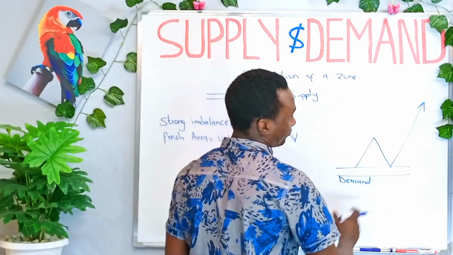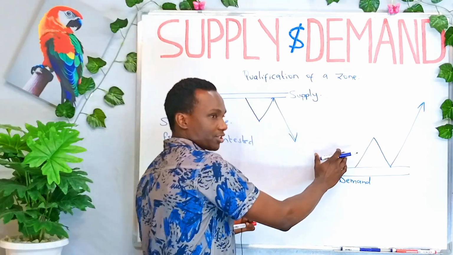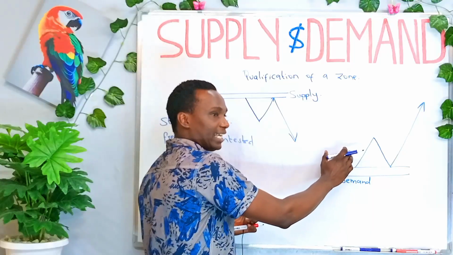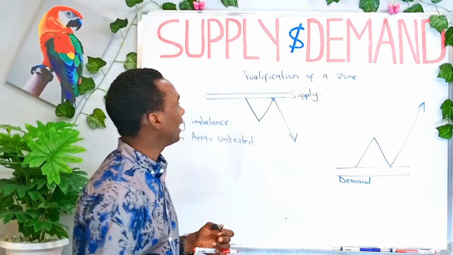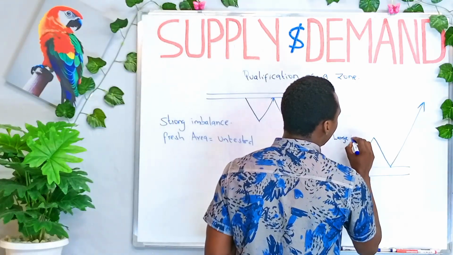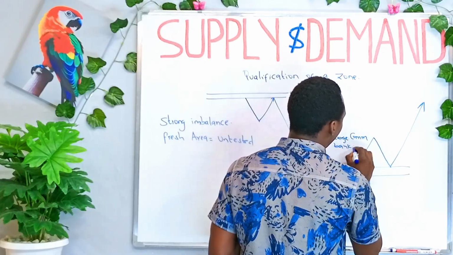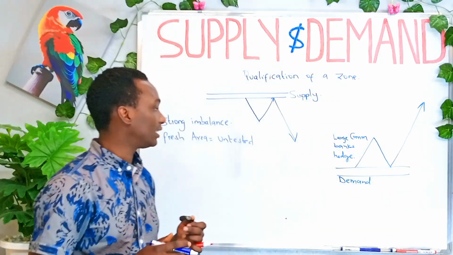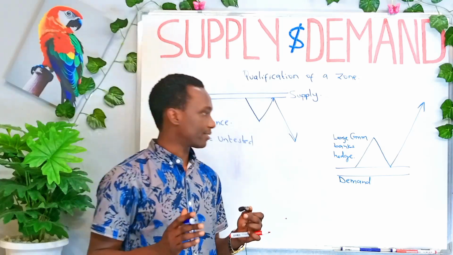Okay, good. So note that this indicates that institutions and large market participants have just stepped in, creating a significant shift in supply and demand. This is caused by large commercial banks and some hedge funds, people who have millions of dollars in their pockets to significantly shift the markets, okay?